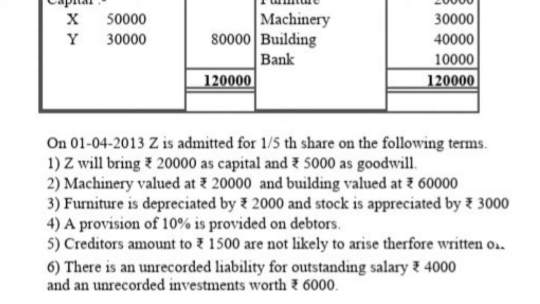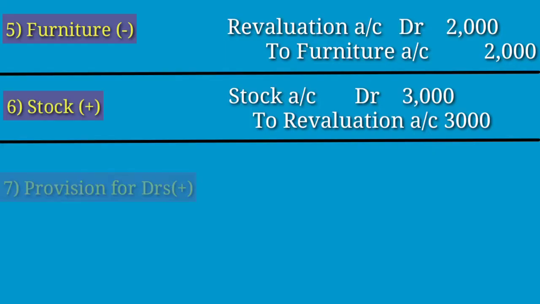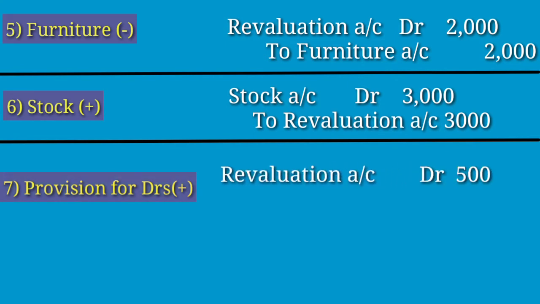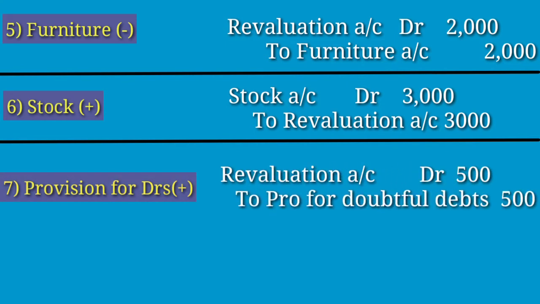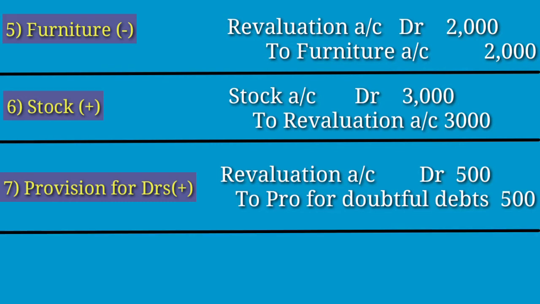The liability increases. So what will happen? When liability increases, the loss will increase. Here, the debtors amount is 5,000 and 10% on debtors, that is 500, is the liability. It is the loss. So what do we have to do? When liability increases, we have to credit, and when loss increases, we have to debit the revaluation account. The journal entry is revaluation account debtor 500 to provision for doubtful debts rupees 500.